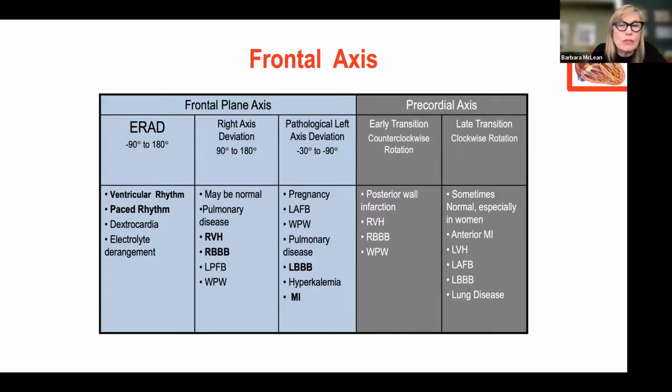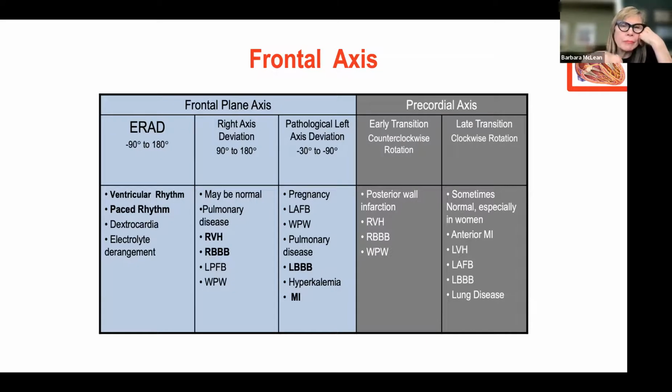So that's in pregnancy. Left anterior fascicular block: the anterior fascicle of the left bundle, when that's blocked, current comes from the posterior surface around to the front. And that gives us our left axis deviation. You can also see that with WPW. One is type A, the other is type B, and that's really determined by the axis. You could see it in pulmonary disease, less likely.